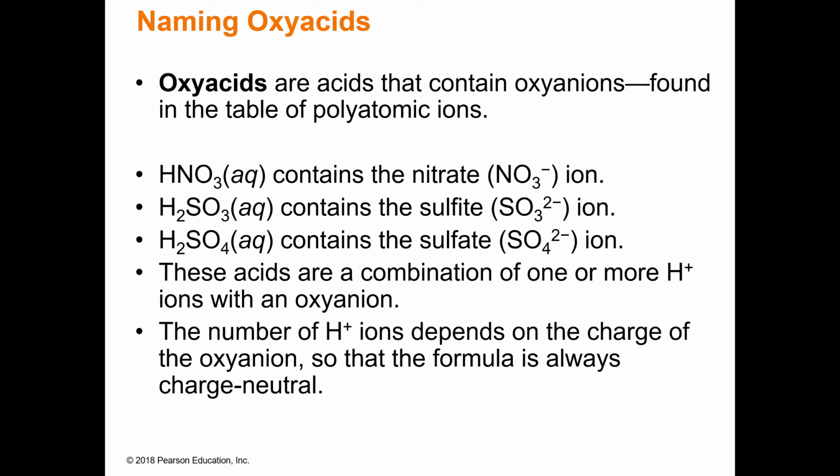Oxyacids are named based on the oxyanion they contain. If the anion ends in ATE, the acid name ends in IC acid. If the anion ends in ITE, the acid name ends in OUS acid. Examples: HNO3 with nitrate becomes nitric acid. H2SO3 with sulfite becomes sulfurous acid. This is a key pattern to remember for acid nomenclature.